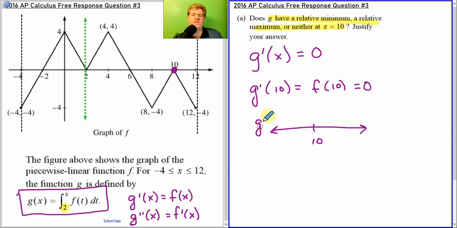So we use the first derivative test. We're going to test G prime. But remember, G prime is f. And this is the graph of f. So right before 10, what are the values? The values of this graph are negative. Past 10, the values of this graph are negative. Okay, we're not looking at the slopes, we're looking at f of 10 itself. So this means that G of 10 is neither a max or a min.